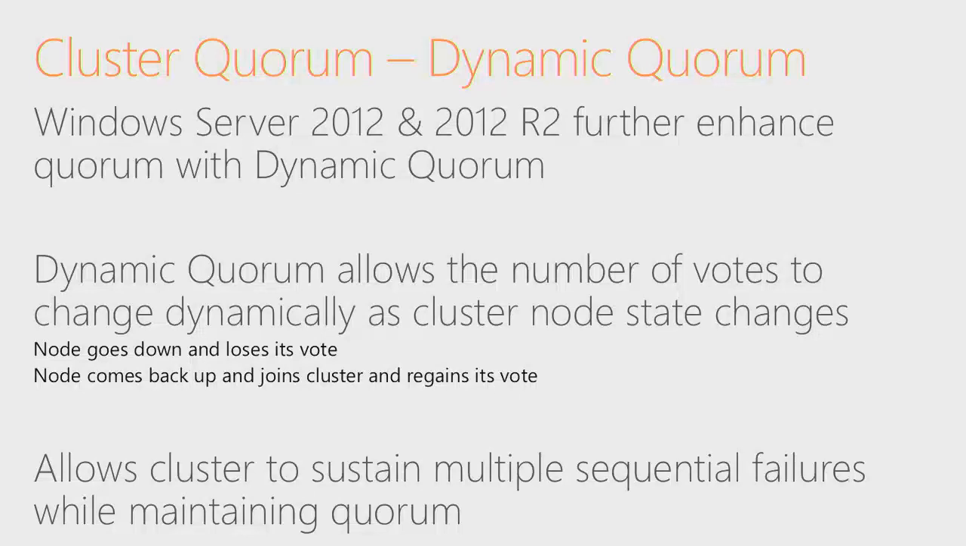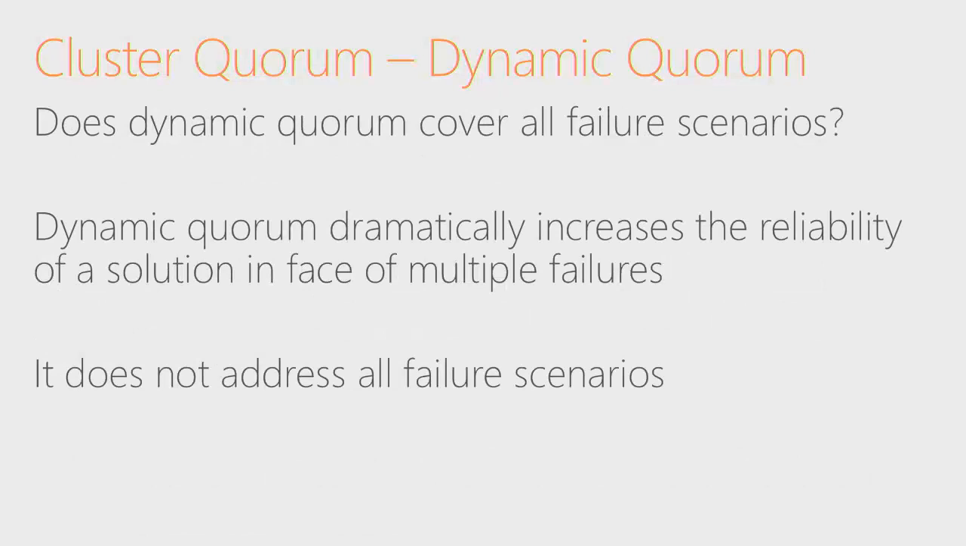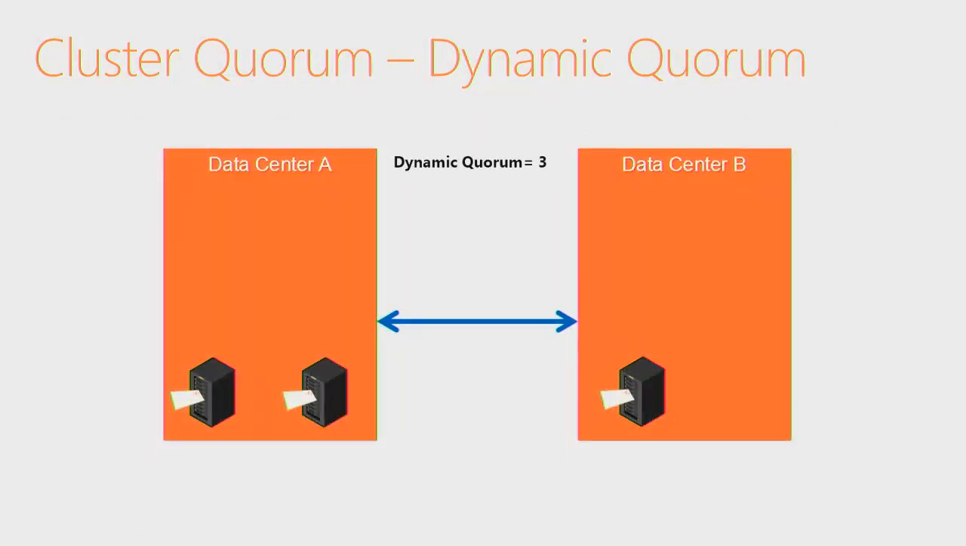Now, there were some interesting scenarios that came up here where dynamic quorum did not help, right? So dynamic quorum itself was not the end-all be-all in terms of facing multiple scenarios. So let's take a look at this scenario. I've got data center A and I've got B, and I have a 2-1 split, right? So I've got 2 in one data center, 1 in the other. What do you think happens when I lose that node? What happens in my quorum count? It goes down to 2, right?